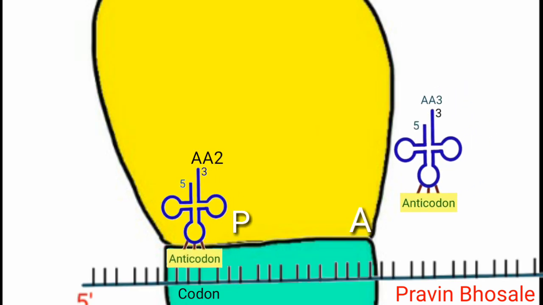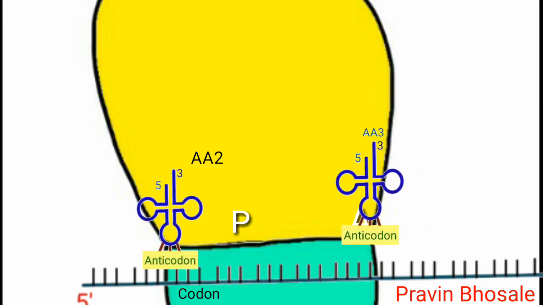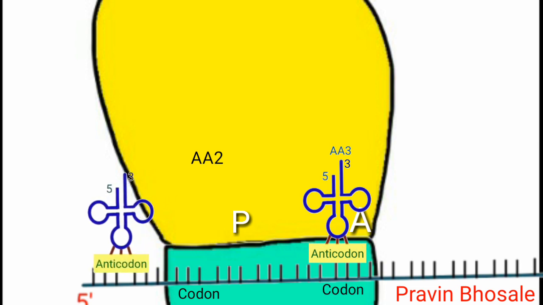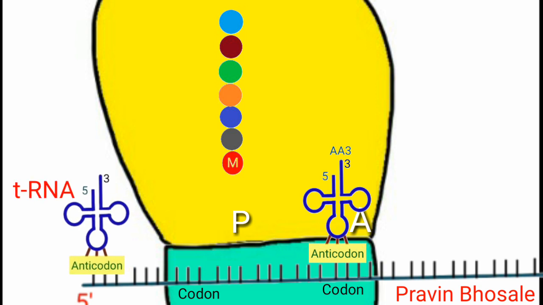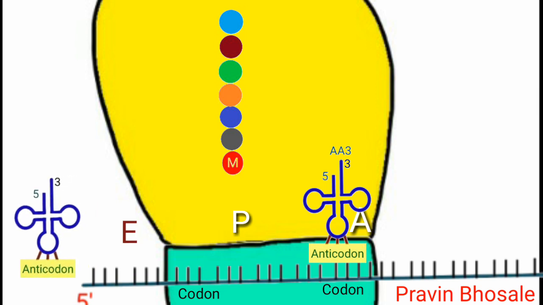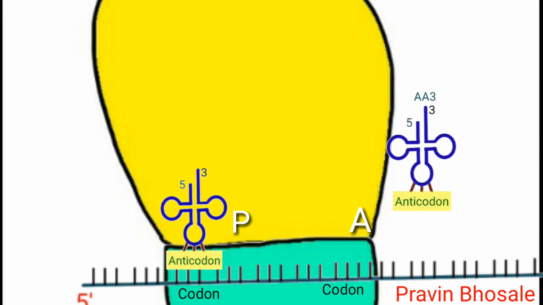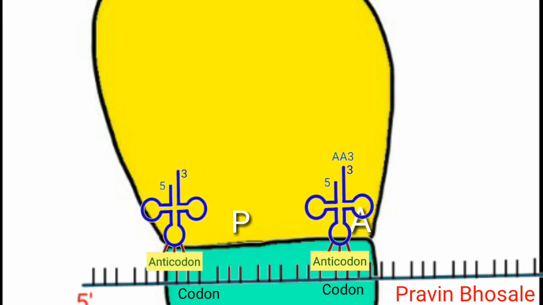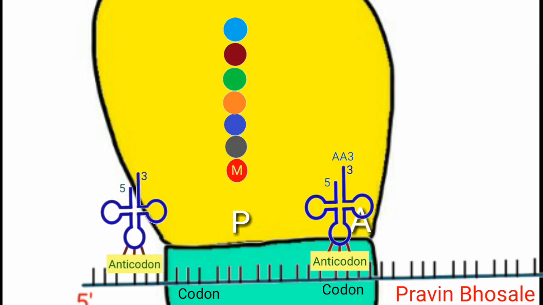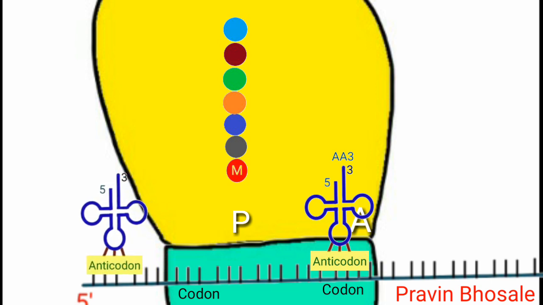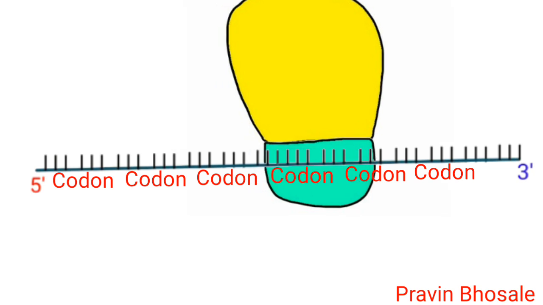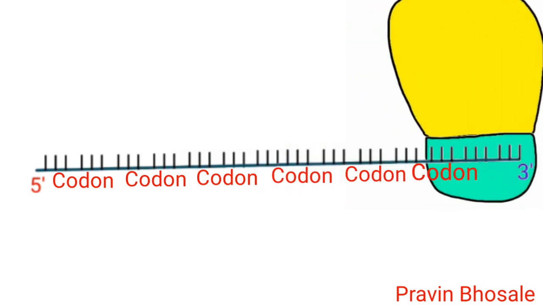The third charged tRNA with its amino acid arrives at the A site of the ribosome. Anticodon and codon bind by hydrogen bond. A peptide bond is formed. The second tRNA is discharged from the P site to the E site and leaves the ribosome. So the events like arrival of the tRNA amino acid complex, formation of peptide bond, ribosomal translocation, and removal of the previous tRNA are repeated. As the ribosome moves over the mRNA, all the codons on the mRNA are exposed one by one for translation.